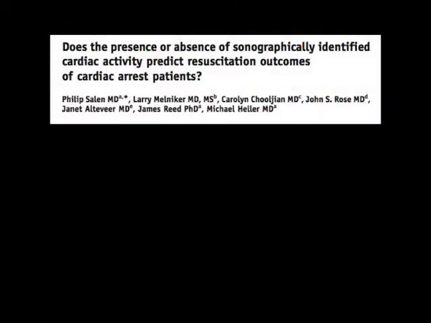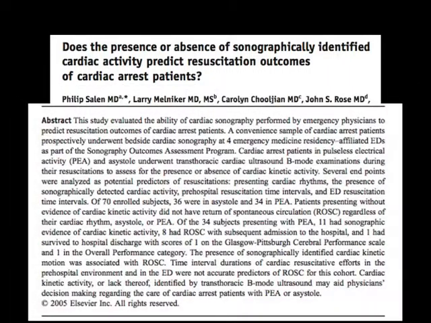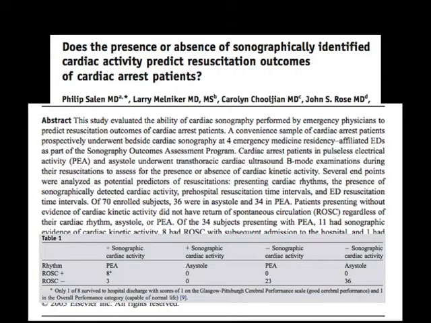And then another study was done by Phil Salin et al., colleagues of mine, John Rose and those guys, who did a similar study, basically the same exact concept, but they looked at if you had no return of sonographic cardiac activity, no matter what your rhythm was, you did not have ROSC positive. You did not have return of spontaneous circulation in any patient. Not a single one. Again, small numbers, small studies.